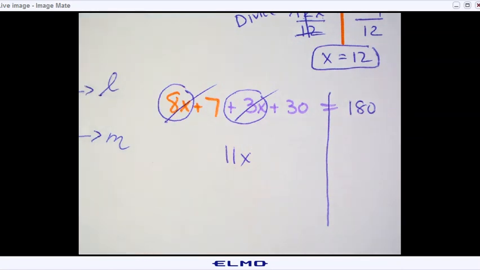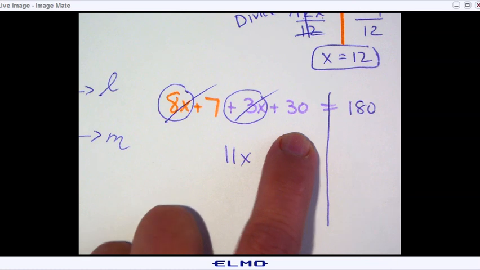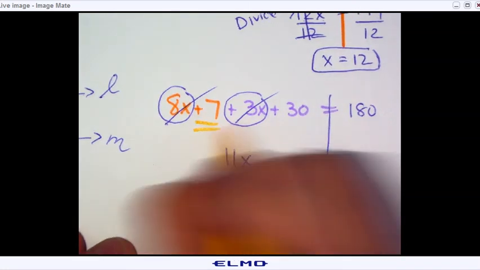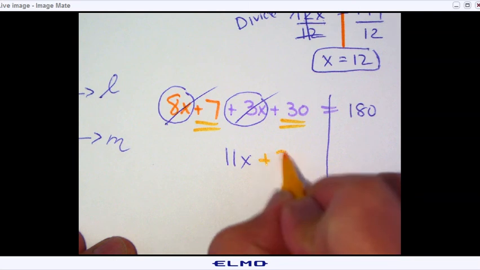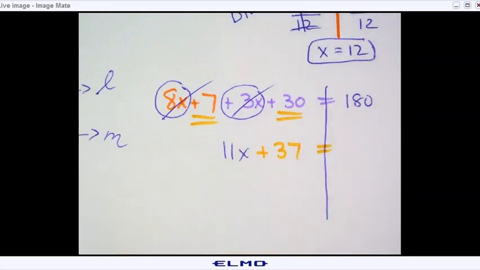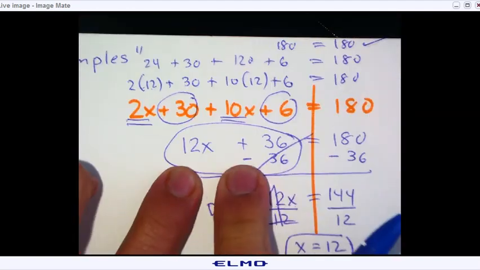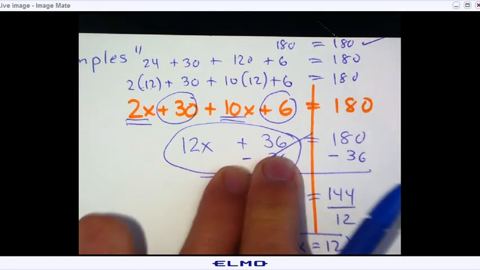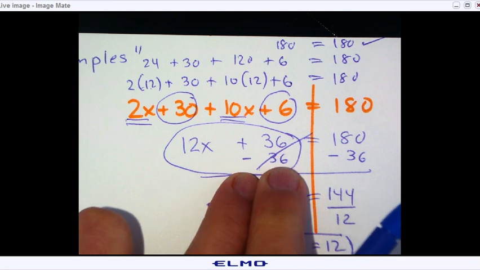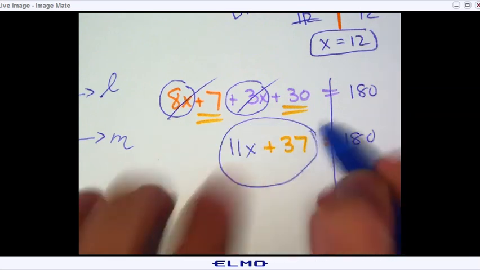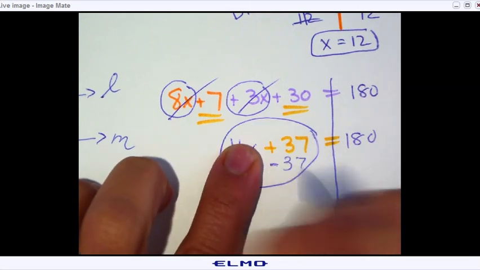All right, and then the next one is 7 plus 30, right? It's not negative. 7 plus 30 is 37, and that's going to equal 180. And again, you're going to be doing the same thing you were doing over here. What did we do when we had 12x plus 36? We did minus 36. We got rid of it. But over here, I have 37. I'm going to circle this and take away 37 from both sides.